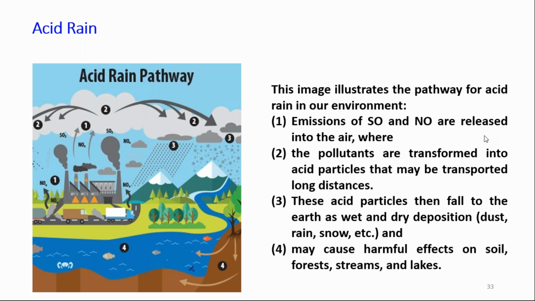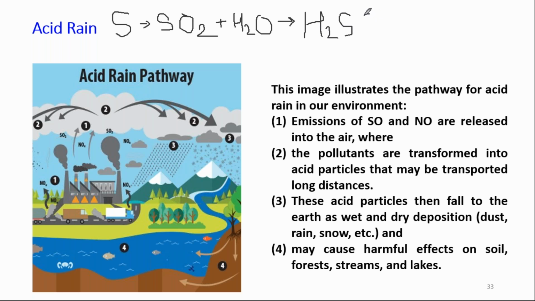Because generally if you observe, sulfur is going to produce sulfur dioxide, and when it is contacted with water, it produces H2SO3 initially, and then it is converted into H2SO4, right? So in this way sulfuric acid is going to be produced.